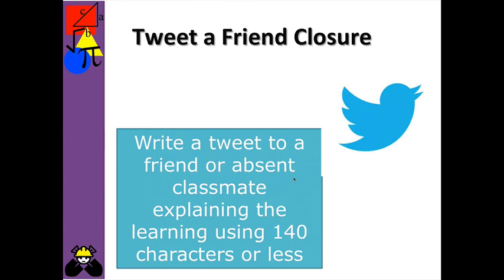Welcome back. Again, we're ready for closure. So in 140 characters or less, explain how you do scalar multiplication. Teacher, have the students compare with their partner and then call on non-volunteers.